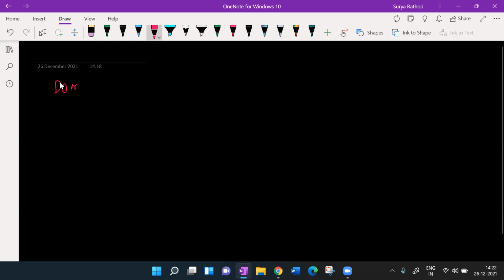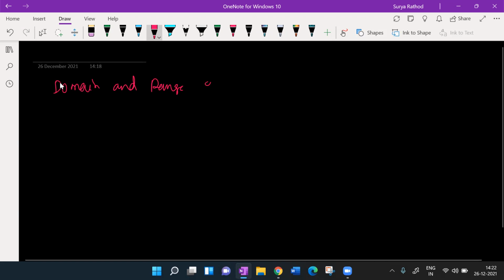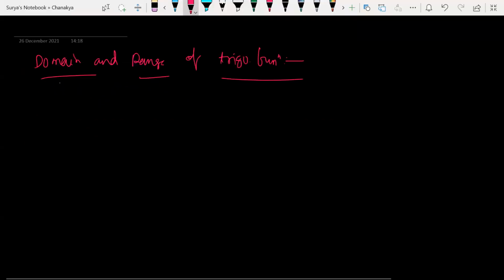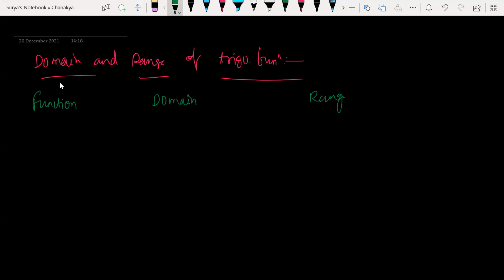Okay, this is the domain and range of trigo functions. I'm writing it in a short way, somewhat roughly. Try to understand this. So first we'll write the function name, then the domain, then the range.